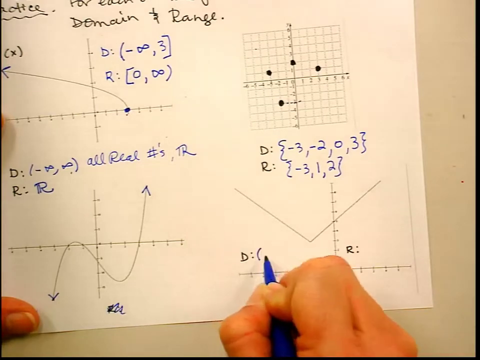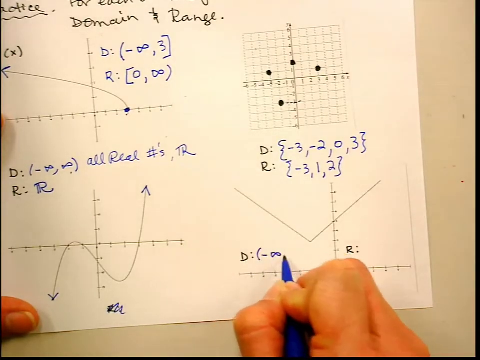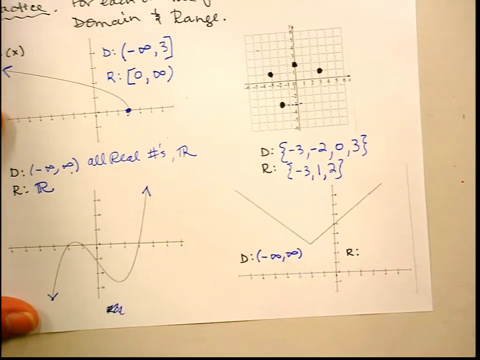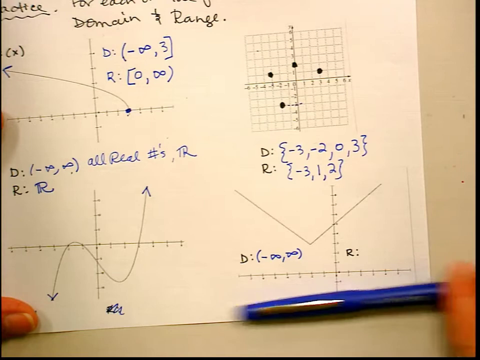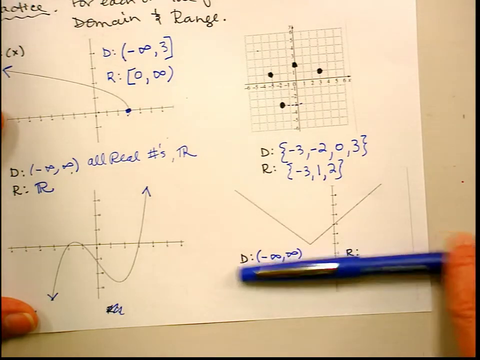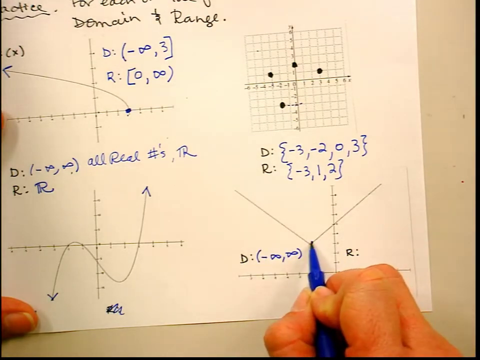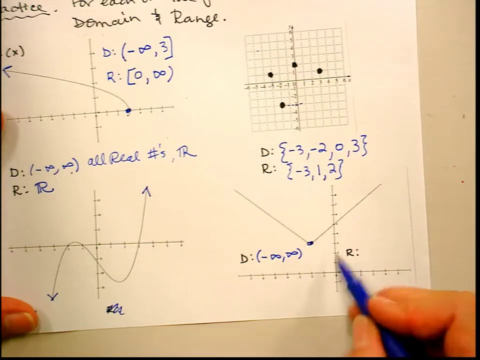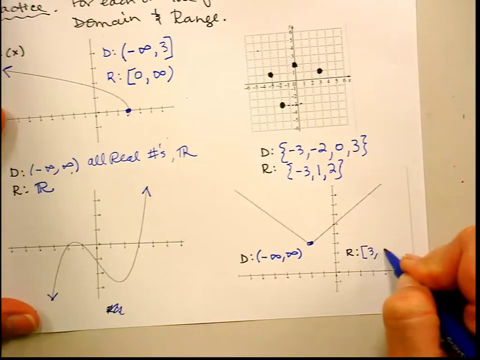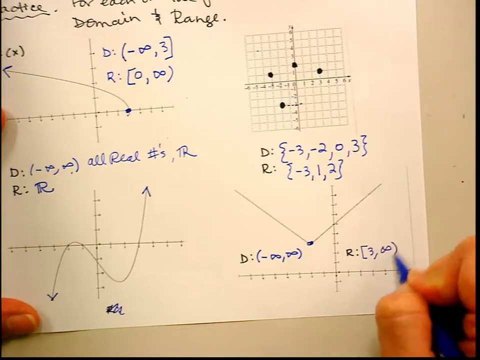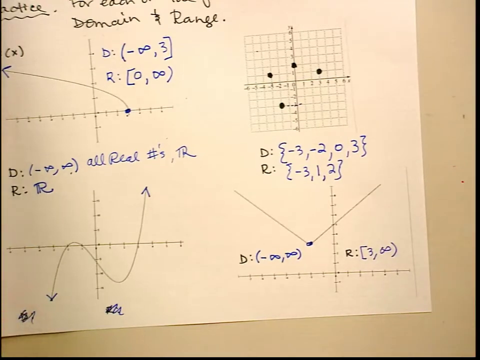So the domain, every x value gets hit eventually, so -infinity to infinity. My range, however, right, I don't have any graph down here for these y values. I don't start getting to my graph until I get up to y equals 3. So my range only starts at 3, but then it goes on forever. All right, so that's domain and range.